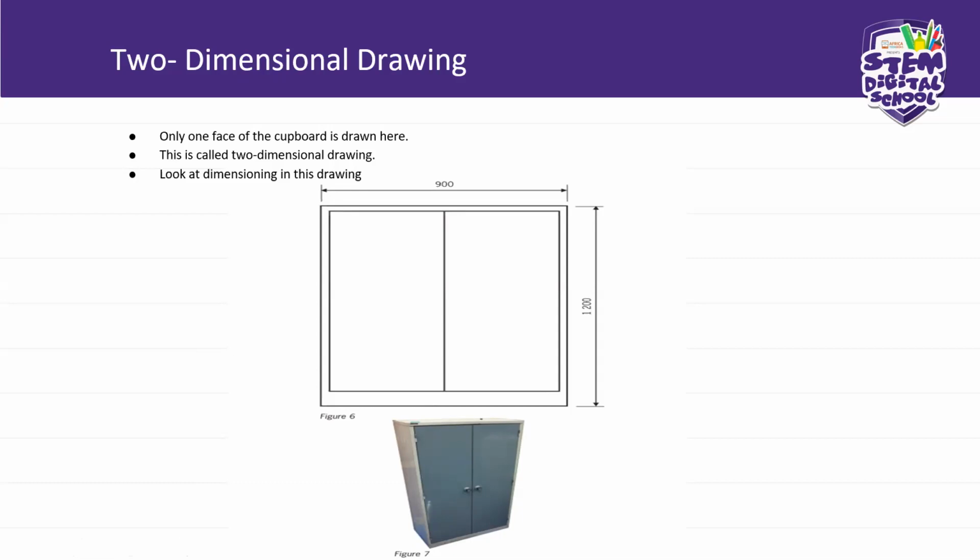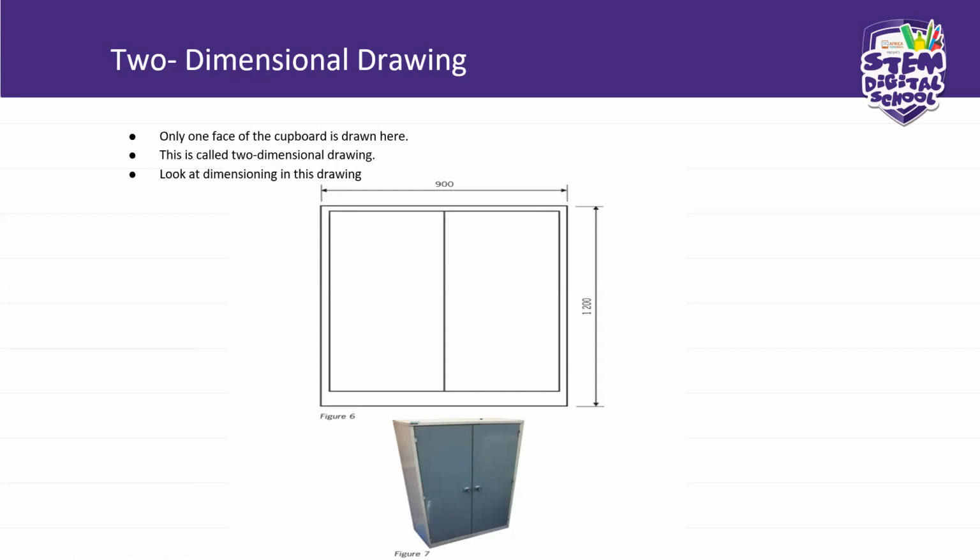Now, what do we see? We look at only the front. We know this cupboard is three-dimensional, but we look at only the front. There's this door, okay? We see this horizontal line and this vertical line. We know there are hinges here, and these are doors. This is what we see. So this is one face that you are going to draw. Then it is divided by this line in the middle. So this is our two-dimensional drawing of this three-dimensional cupboard.